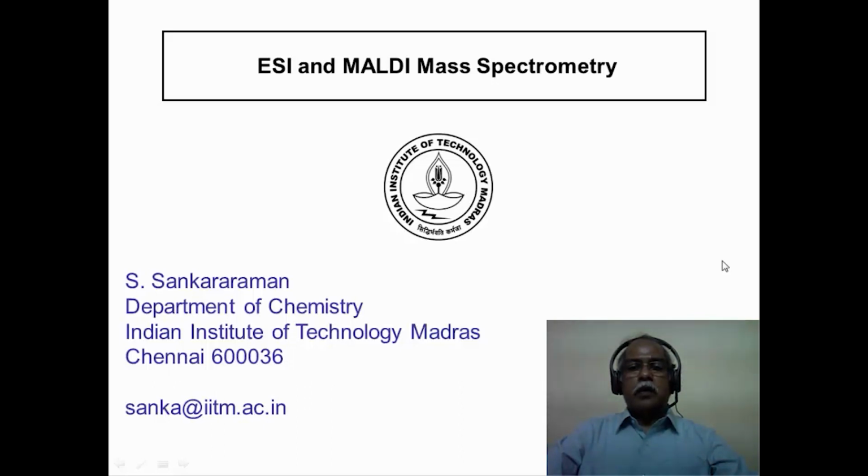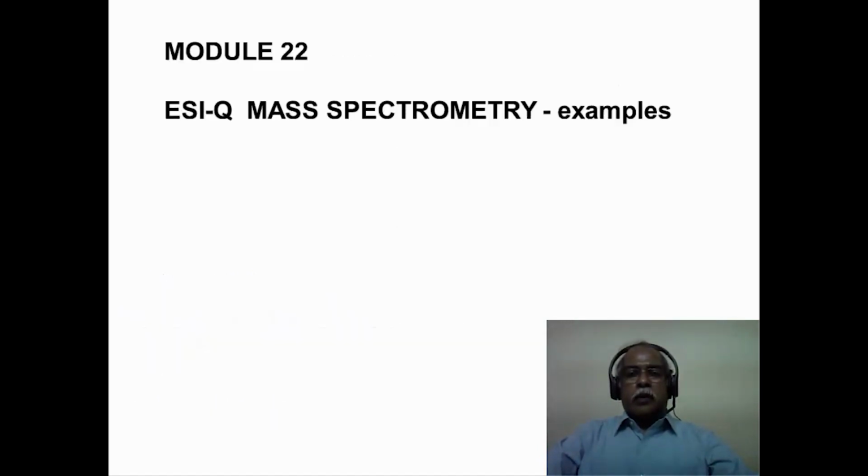Hello, welcome to module 22 of the course on application of spectroscopic methods in molecular structure determination. We will continue with electrospray ionization mass spectrometry in this module also, giving examples from biomolecular systems where you have large proteins and peptides being analyzed by the mass spectrometry technique. So this is again, we are going to talk about examples of the electrospray ionization, a quadrupolar type of mass spectrometry in this particular module.